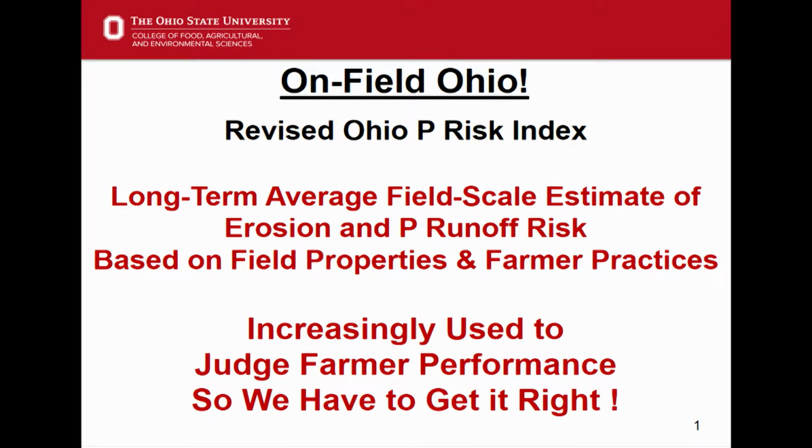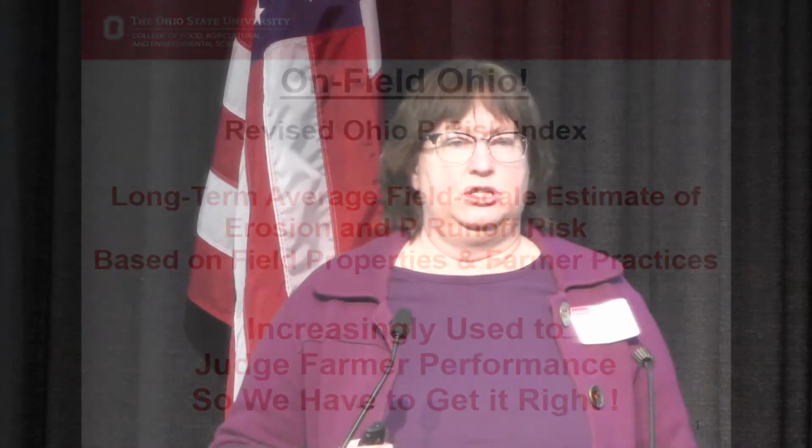So what we're attempting to do is provide a long-term average field scale estimate of erosion and phosphorus runoff risk based on field properties and farmer practices. Increasingly across the United States, these P indices are being used to judge farmer performance, so it was really important to us to get it right.